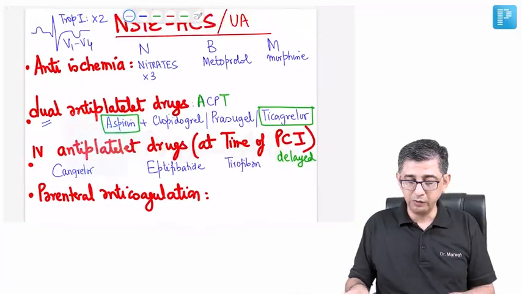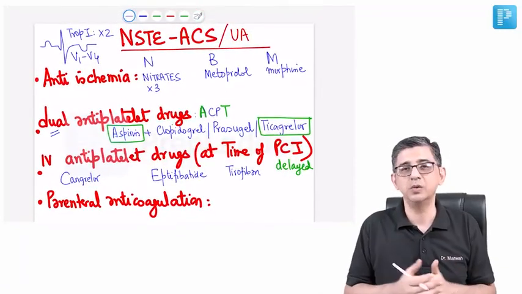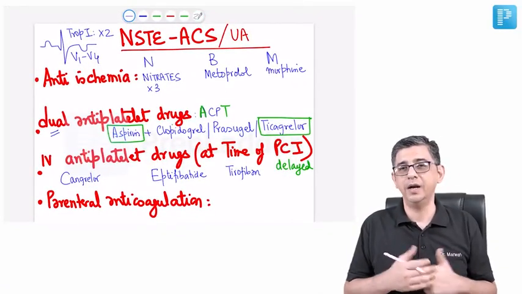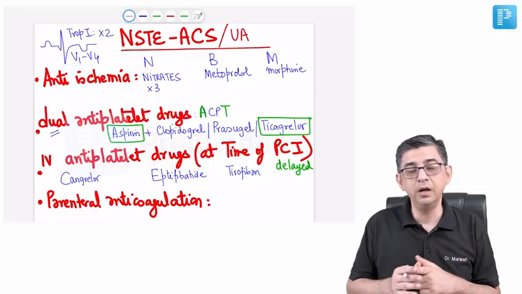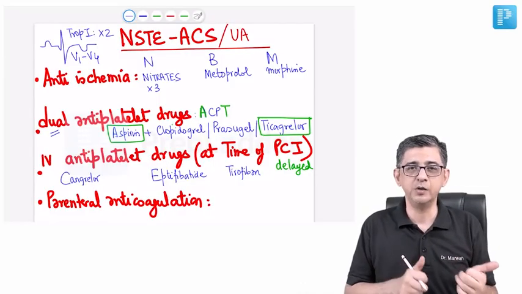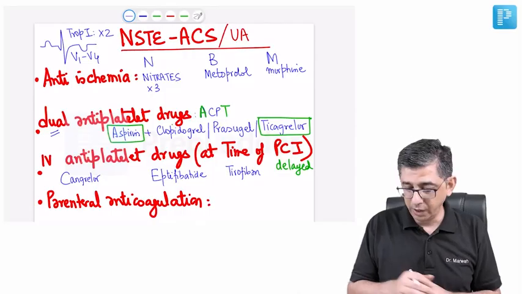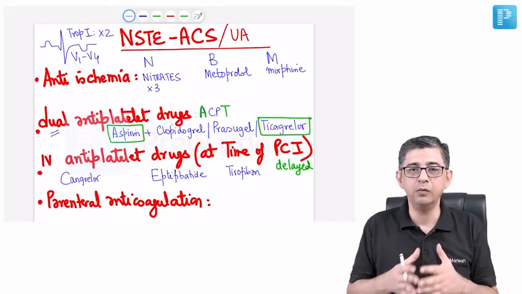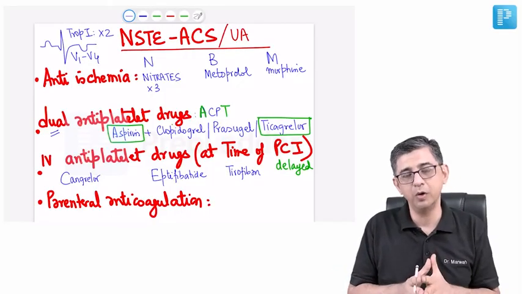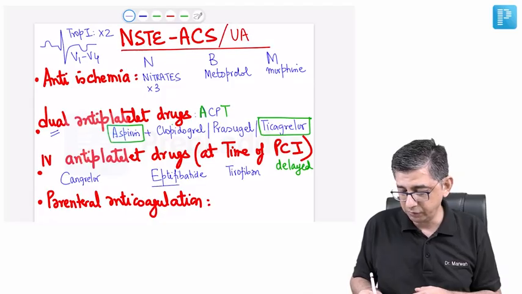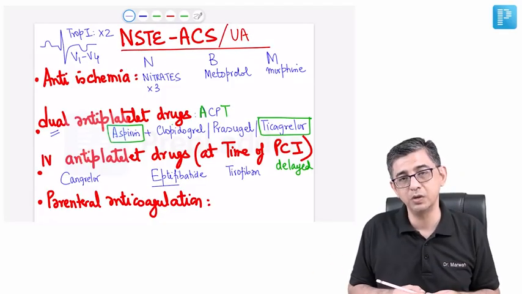So I have increased your vocabulary for non-ST elevation MI. Let's do a quick recap. I have talked about anti-ischemia drugs, that is NMB. DAPT is pretty standard, aspirin, ticagrelor, and if the person is gonna be taken for PCI, then anyone, obviously not all of them, but any one of these antiplatelet drugs can be used. Like lots of time nowadays, it is eptifibatide or tirofiban which is being used.